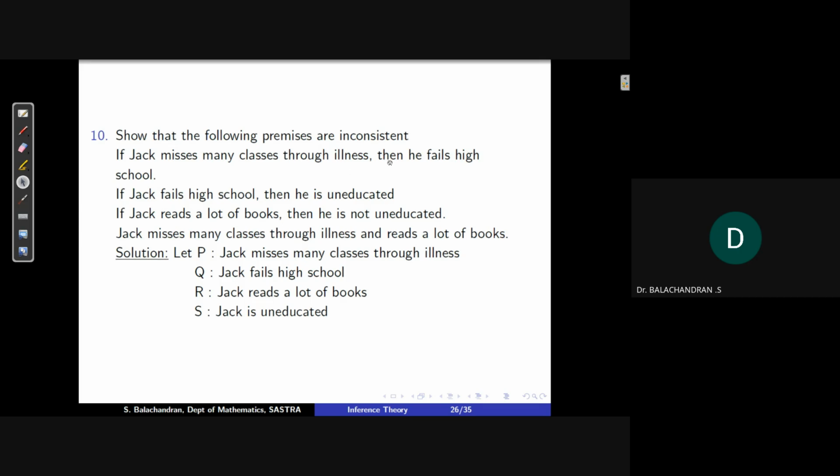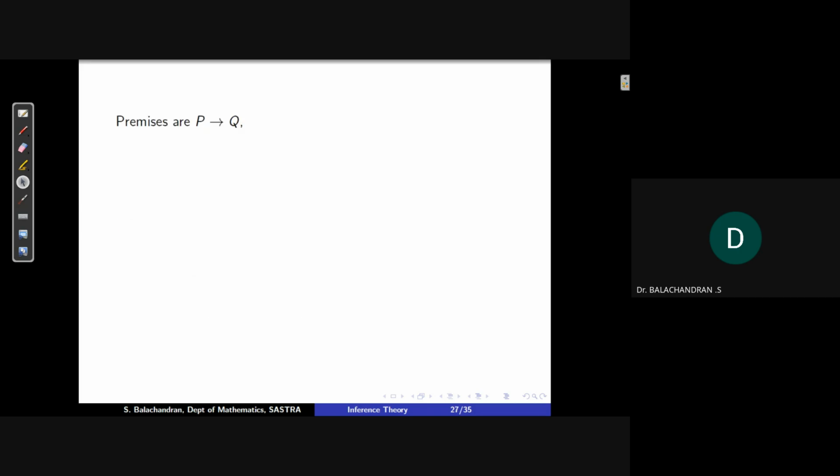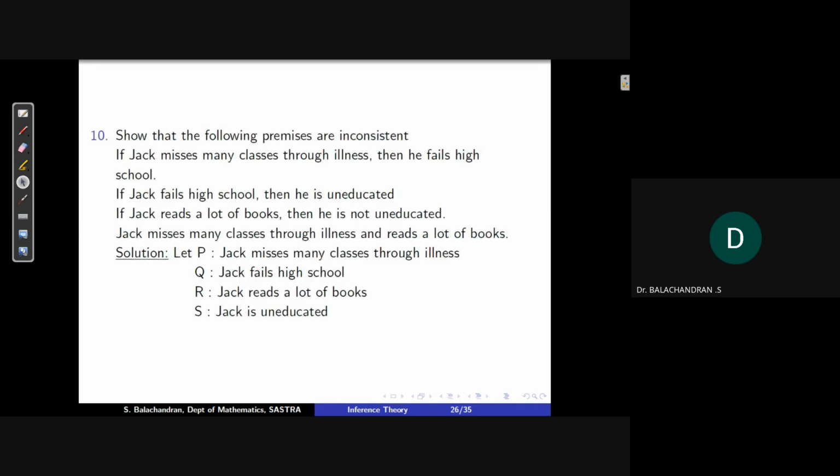If then P implies what? He fails in high school. P implies Q. Okay, the first line. P implies Q. You can check it. First premise. Second one: if Jack fails in high school, Jack fails in Q, then he is uneducated.